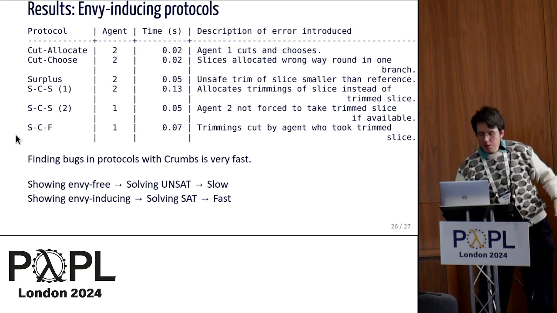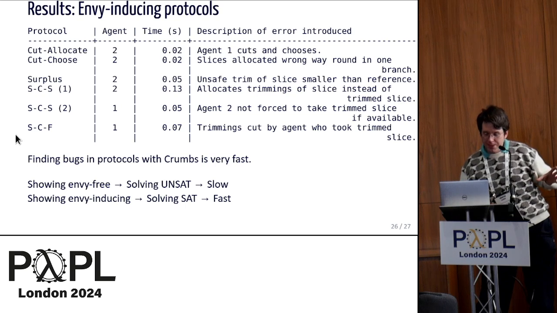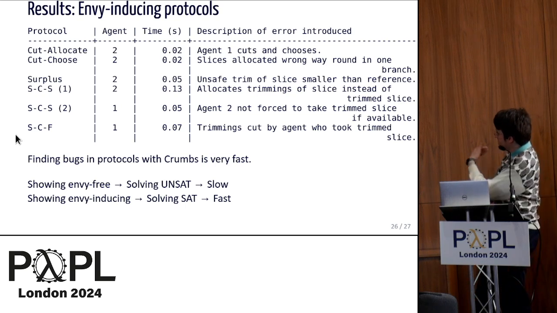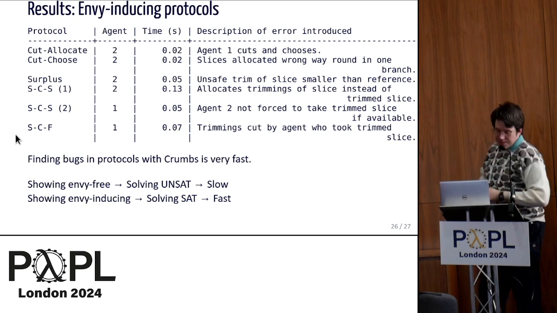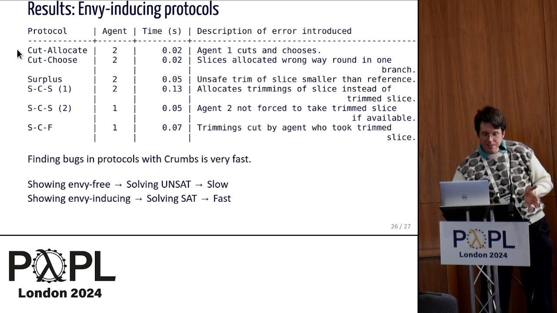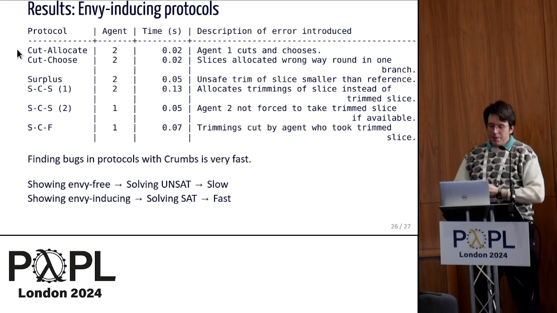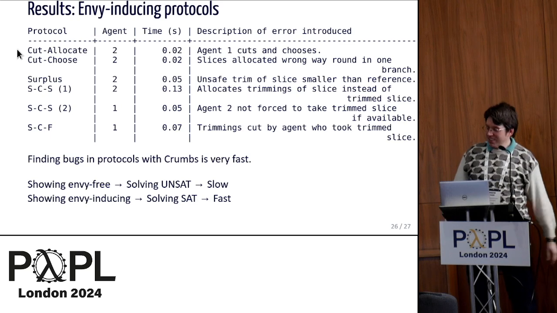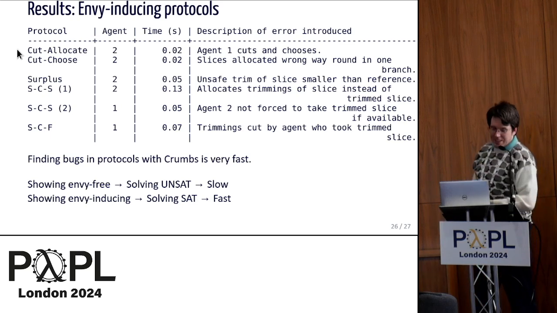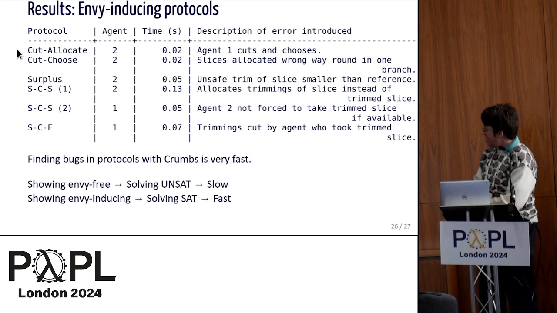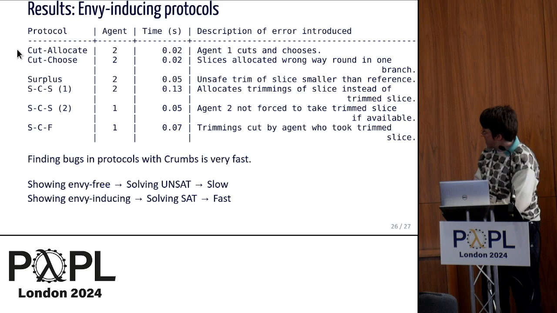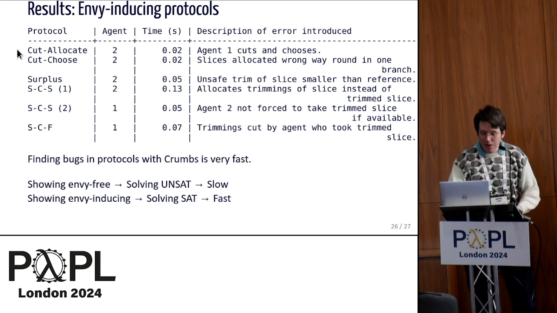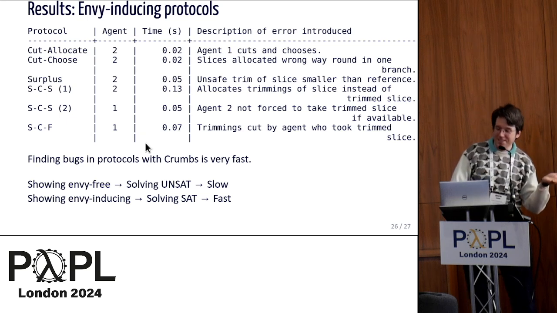Well, in order to benchmark that, I introduced some errors into a variety of these cake-cutting protocols. And with Slice, even the very simplest protocol where agent 1 cuts and chooses, it couldn't show that it was envy-inducing because the SMT solver didn't find the solution. Even after like half an hour, it didn't show any obvious progress. However, with Crumbs, all of these solve in less than a second. So it's really fast.